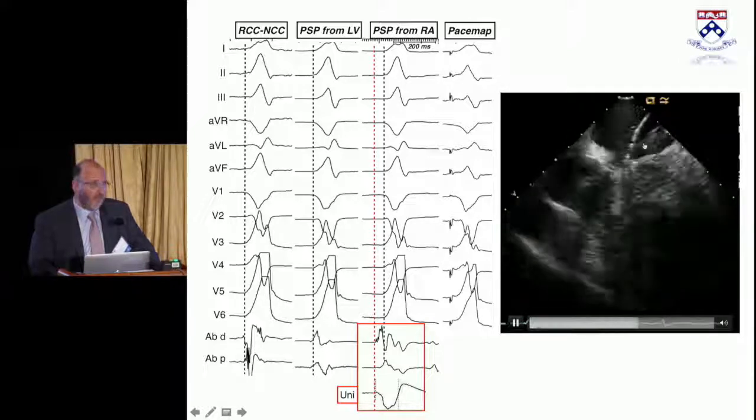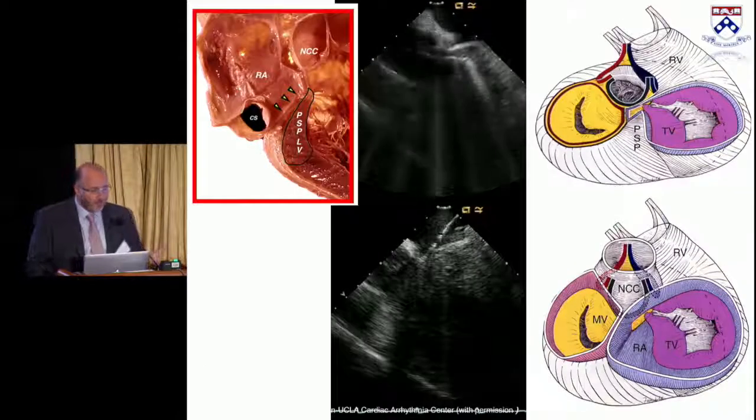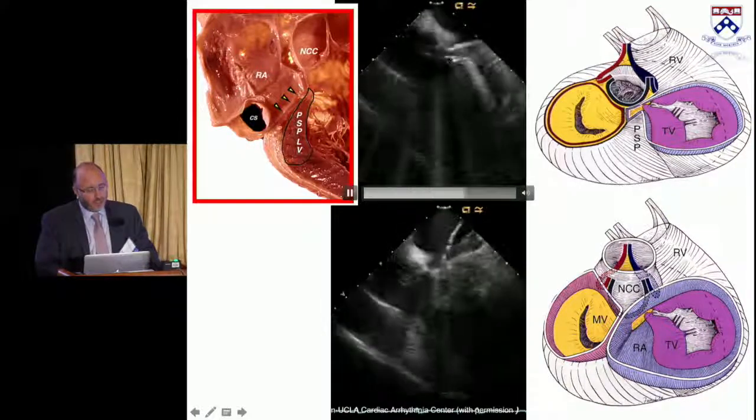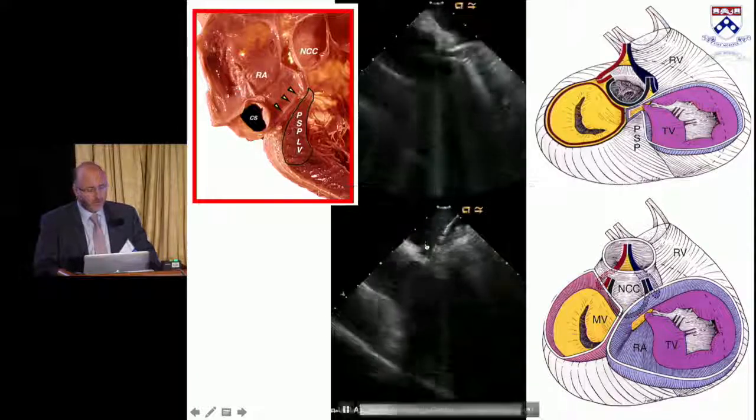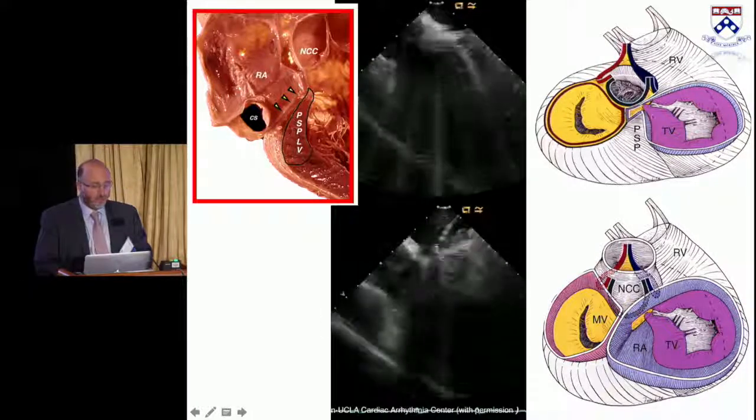And ablation here eliminated that PVC with no heart block. So the understanding of where we were came from looking at anatomy again. On top is the ICE picture of the catheter in the left ventricle, and on the bottom is the ICE picture of the catheter in the right atrium. This is what we're doing in this case.